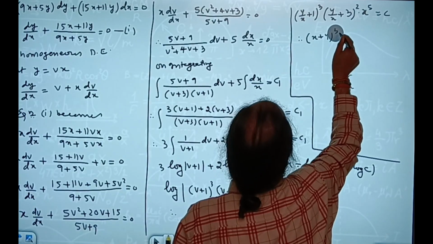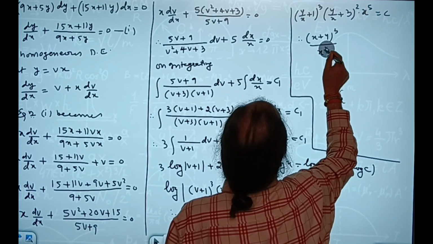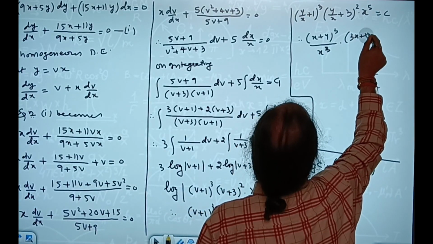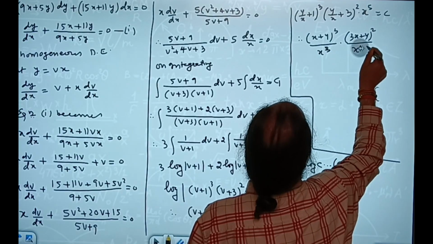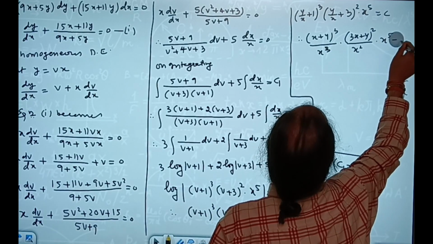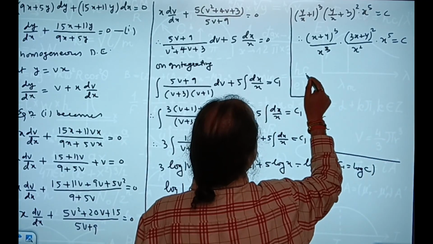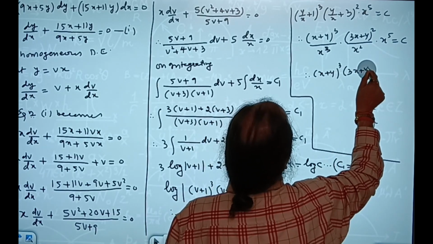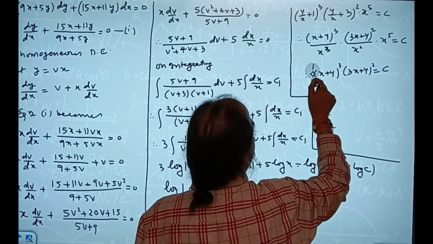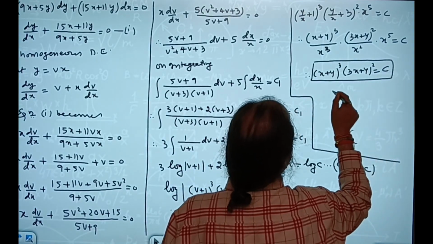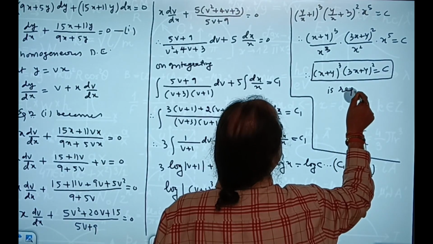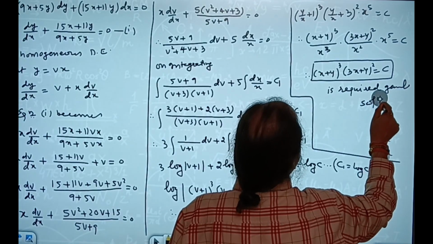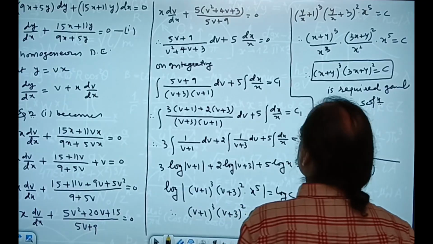x plus y cube upon x cube into 3x plus y square upon x square, x raised to 5 will get cancelled, so x plus y cube into 3x plus y square is equal to c is required general solution.